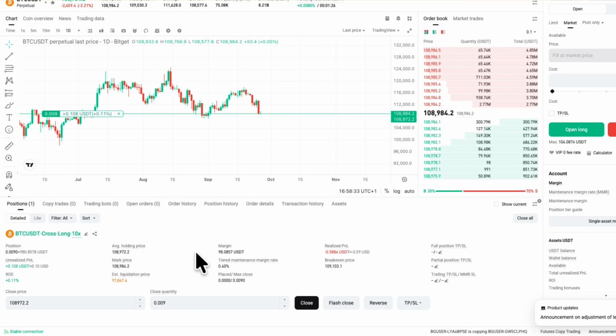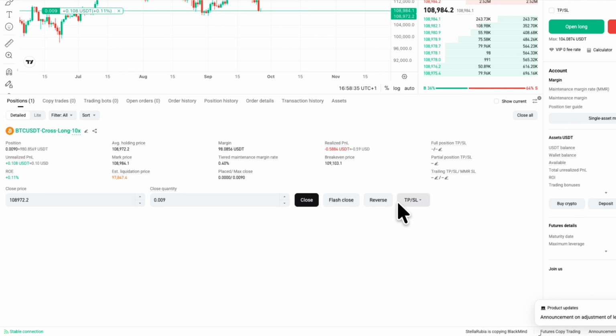Now, to set your multiple take profit levels, you scroll down to where you have this TP/SL. So you can see where you have TP/SL, that's your take profit or stop loss. So you can set full option TP or SL, where you can set your take profit or stop loss for the full trade. The second option is where you can set partial position take profit/stop loss. This one is where you set the multiple take profit levels. And then you have the third option that says trailing take profit or stop loss.